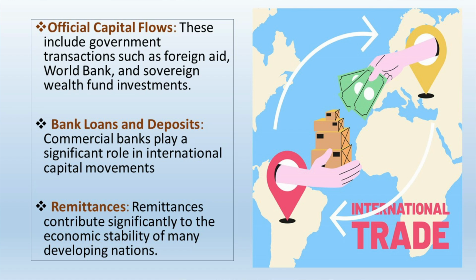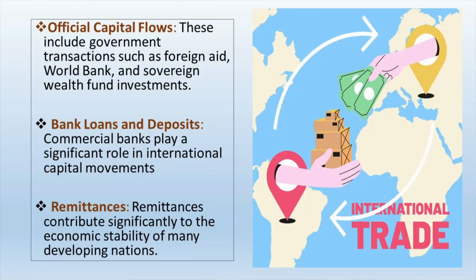Another important type of international capital movement is remittances. It generally happens that the flow of money from migrants working abroad to their home countries also constitutes a form of capital movement. Now if you see the present scenario, you can observe that remittances contribute significantly to the economic stability of many developing nations.